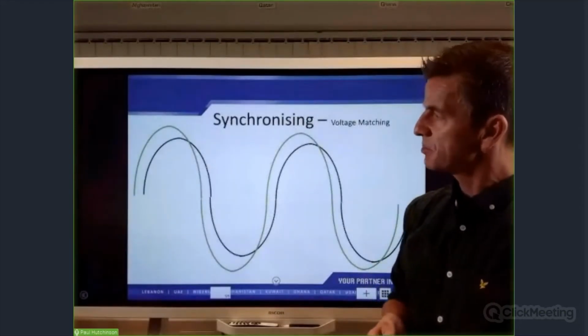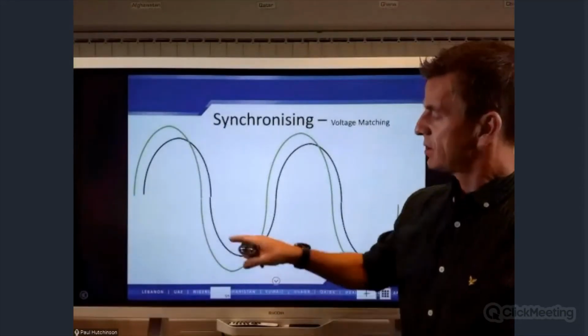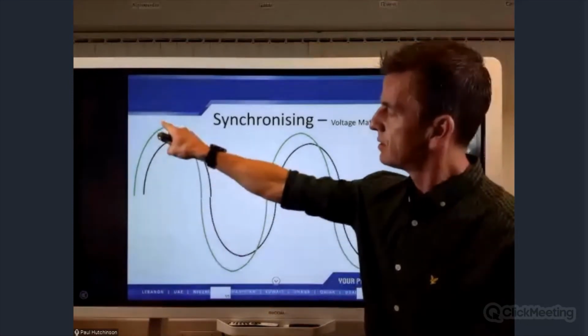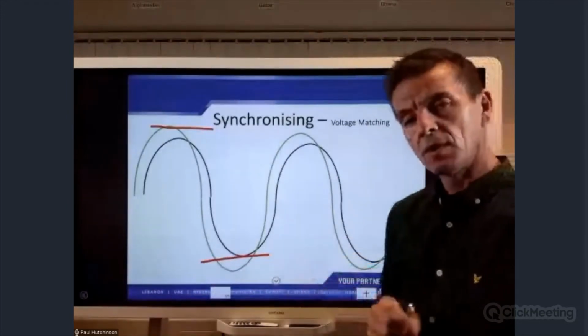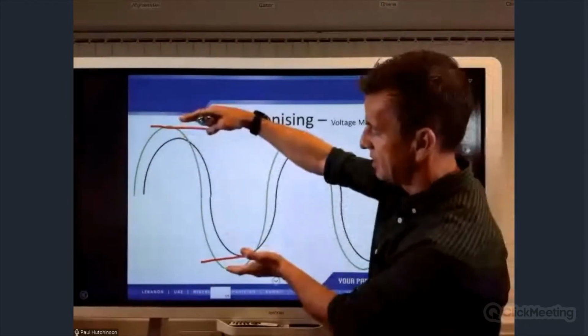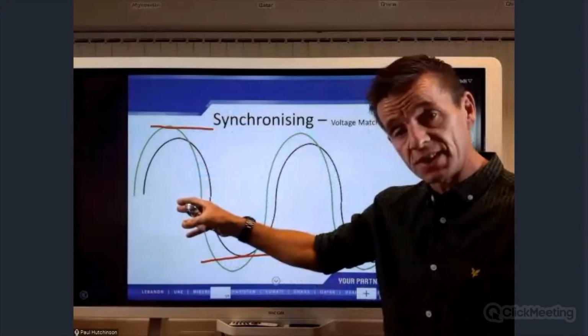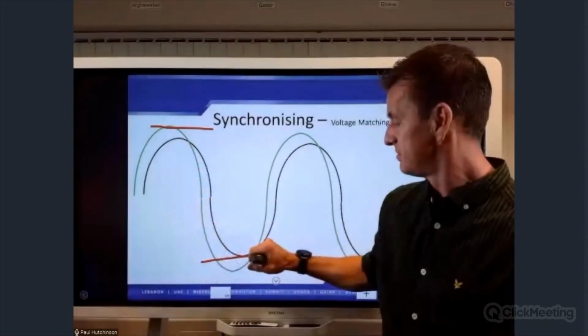So again, voltage matching. It's looking to ensure our voltages are the same. So they have to be the same height. And in this example, we can see that they're not.